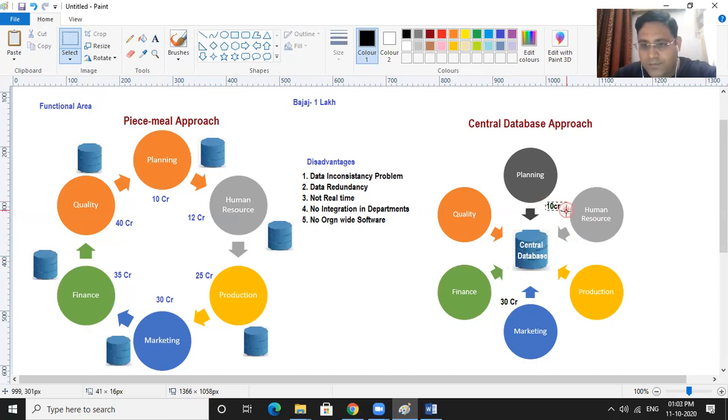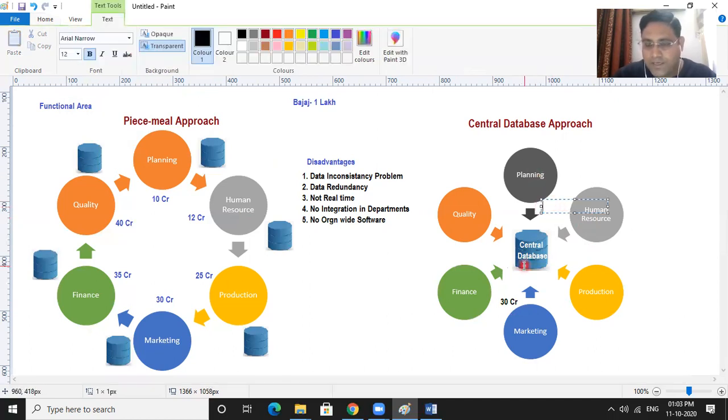So once the marketing department has updated it to 30 crore, when the planning department sees that file or data again, they will get 30 crore. In the same way, the production department will also get 30 crore. They all will get the same information, because whenever an update happens, it happens in the central database, and all the departments are connected with it. So whenever anything updates, the same thing will be revealed to each and every department.